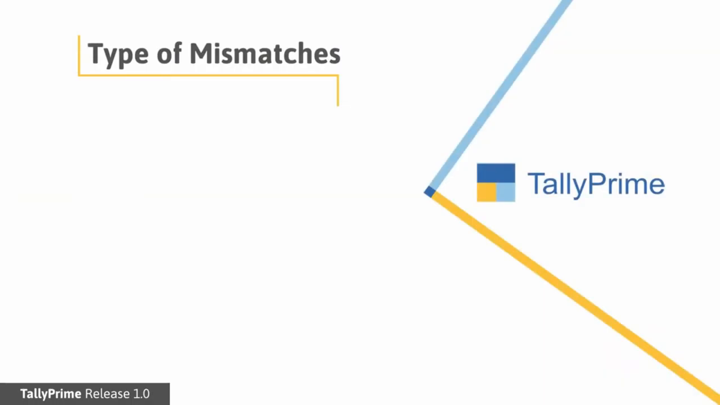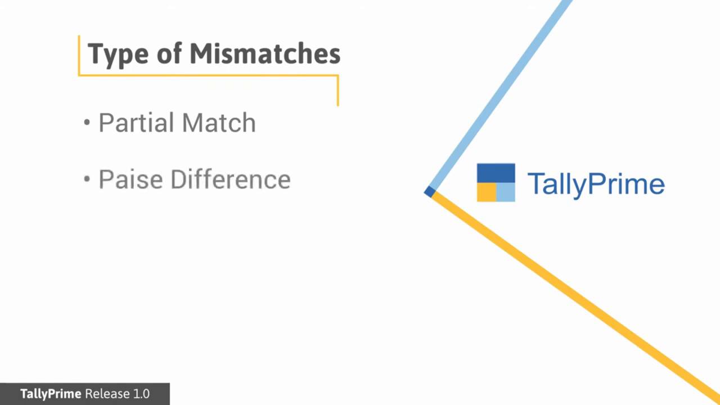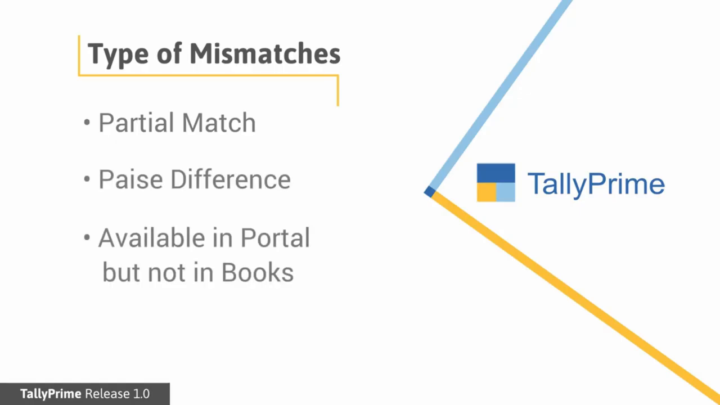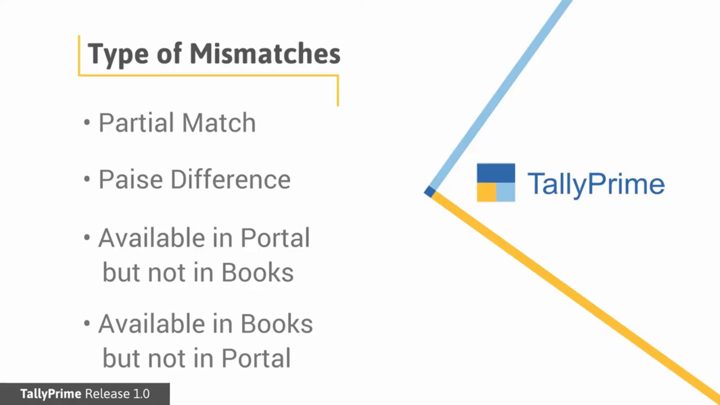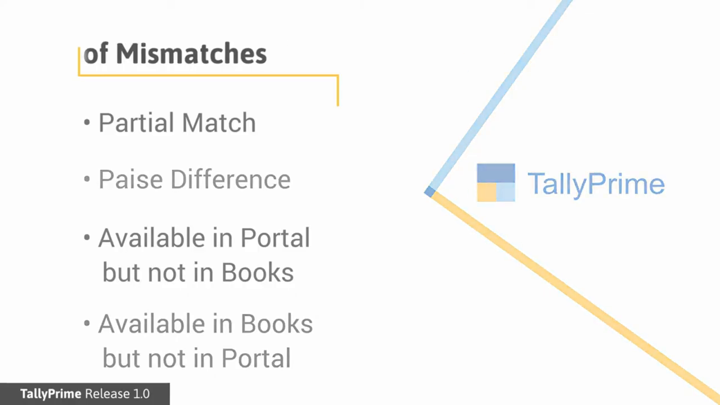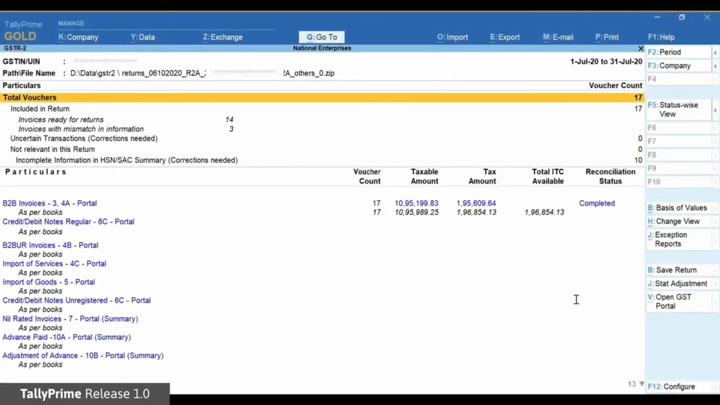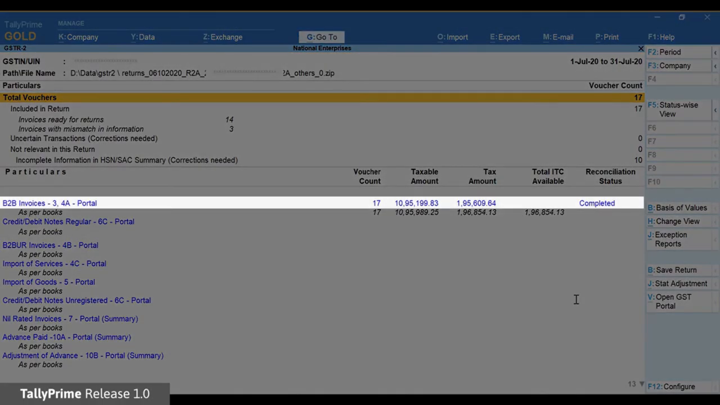The mismatches could be due to partial match, where some information of the invoices from books matches with that uploaded by a supplier on the GST portal, paisa difference, information is available in the portal but not available in the books, or information is available in the books but not available in the portal. In order to check which transactions are causing the mismatch, you can press Enter on a specific section and drill down. We will drill down into B2B invoices.